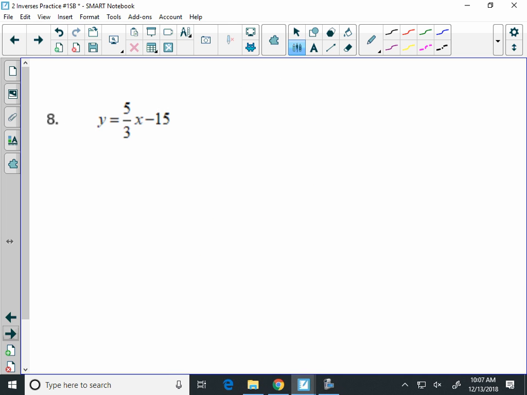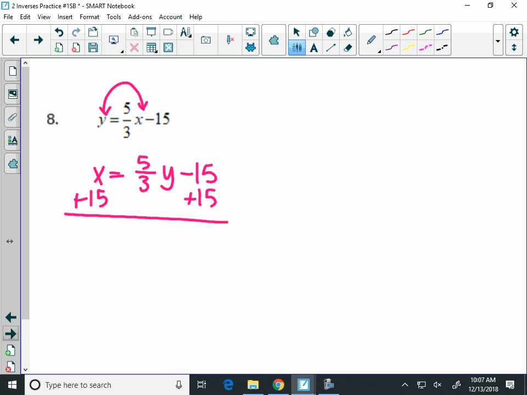Two more here. Number 8, we have y equals 5/3 x minus 15. Start by switching these letters to have x equals 5/3 y minus 15. We're going to add 15 to both sides, which gives you x plus 15 equals 5/3 y.